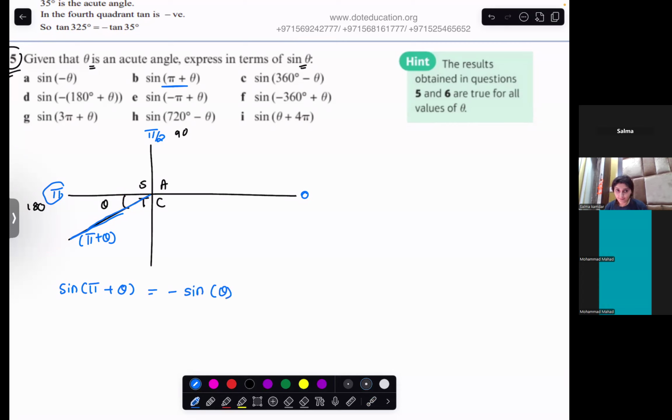I want to know the equivalent acute angle of these angles. That is what they're asking us. So the equivalent acute angle of sine pi plus theta would be minus sine theta. Okay, go to the next one.